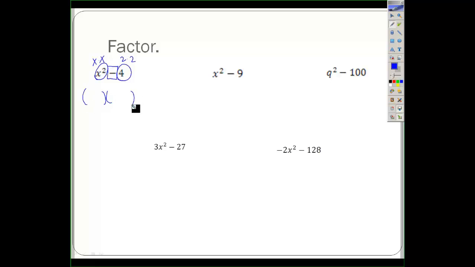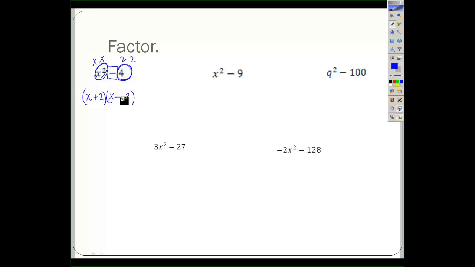So what I'm going to do is I'm going to start with my two parentheses. I'm going to put x, the square root of x squared, which is x, in the front of each of them. I'm going to put the square root of 4 in the back of each of them, and always in your difference of two squares for your special rule, one sign is a subtraction, one sign is an addition.